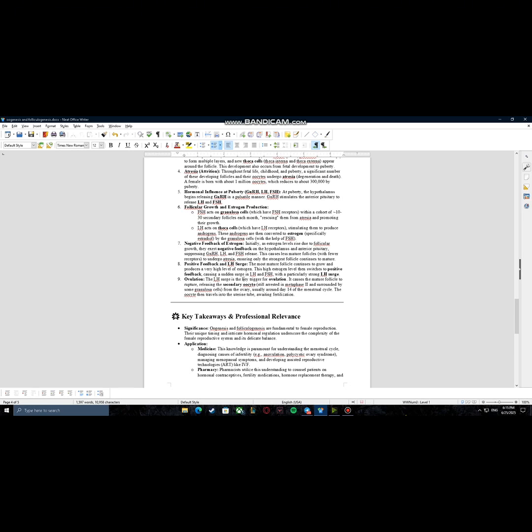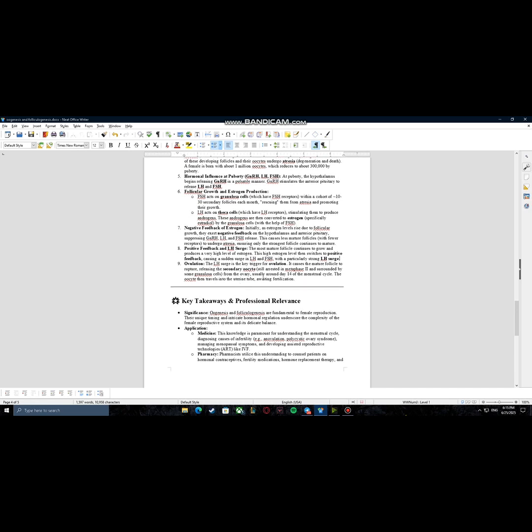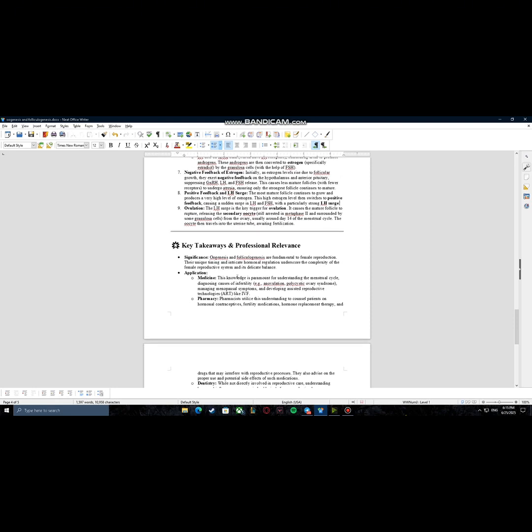The LH surge is the key trigger for ovulation. It causes the mature follicle to rupture, releasing the secondary oocyte, which is still arrested in metaphase 2 and surrounded by some granulosa cells, usually around day 14 of the menstrual cycle. The oocyte then travels into the uterine tube, awaiting fertilization.